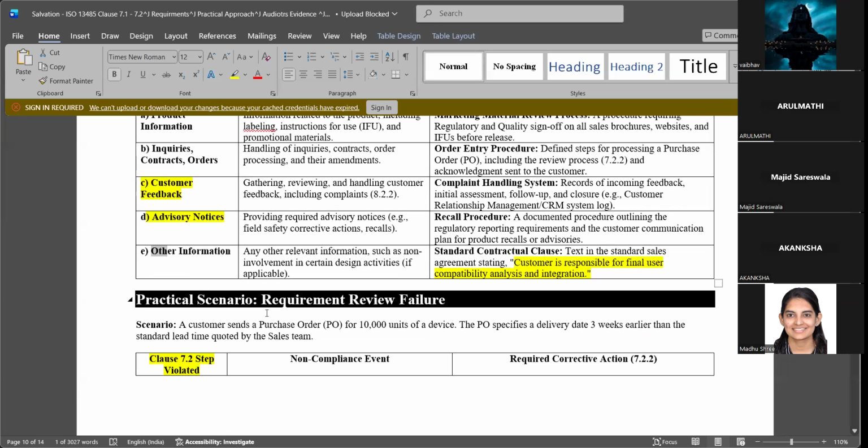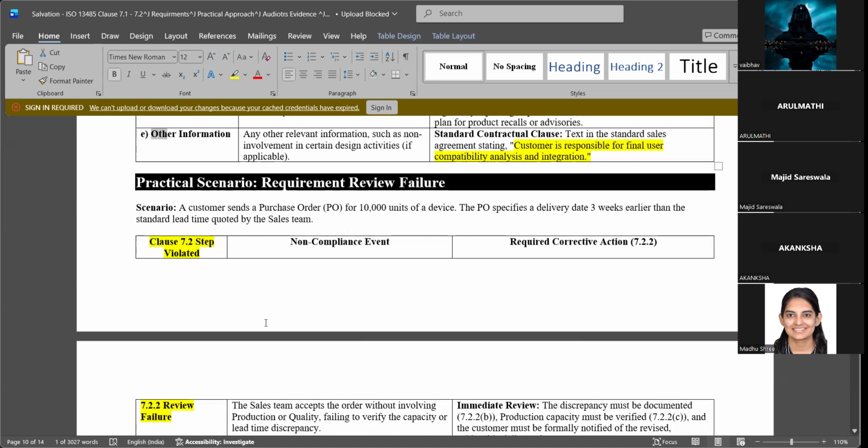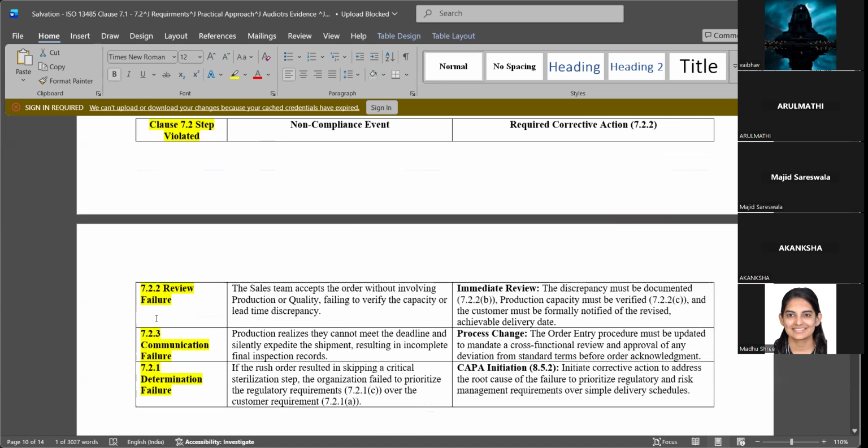Okay. These are some of the practical scenarios, requirement review failures that could happen, or non-compliances. Review failures: if you don't review the documents before acceptance, what will happen? If there is a communication failure, this is very important, it almost leads to disasters. Okay, and rush orders: immediately they say, I want it tomorrow night or tomorrow morning. There will be heavy rush, and it leads to failure of the day.